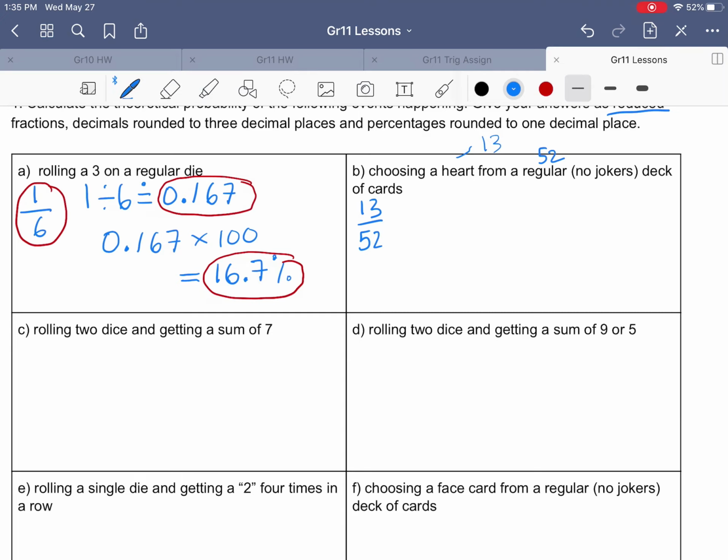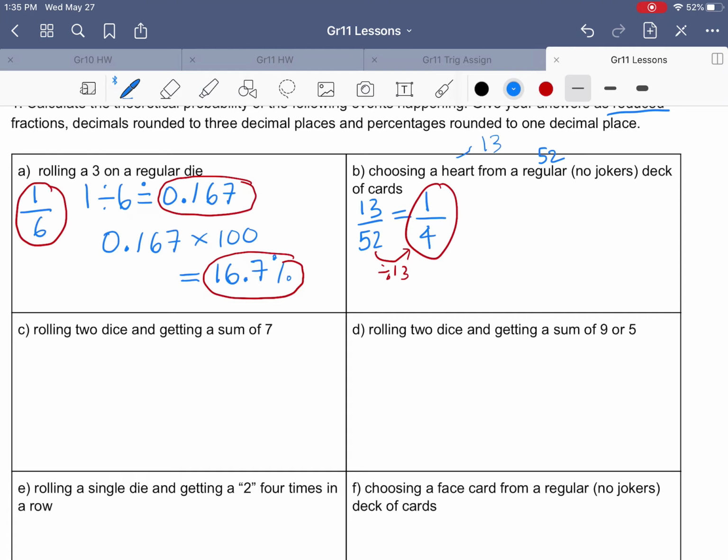And that's because we can divide both 13 and 52 by the same number. And that number is 13. So both of these are divisible by 13. And if we do that to the top and the bottom, 13 divided by 13 is 1, and 52 divided by 13 is 4. So here's our reduced fraction.